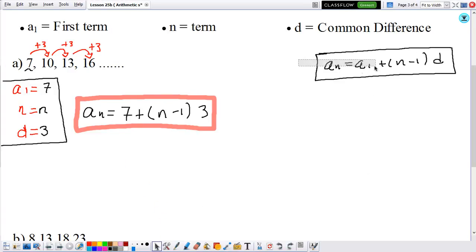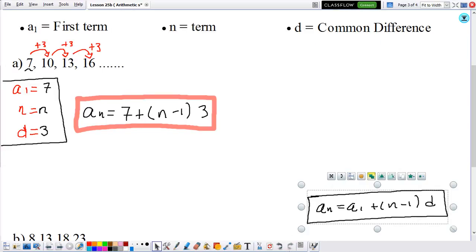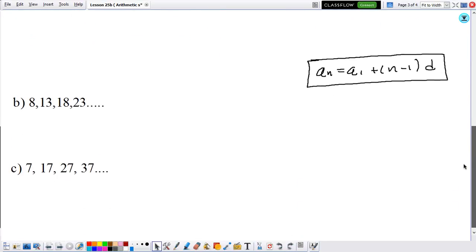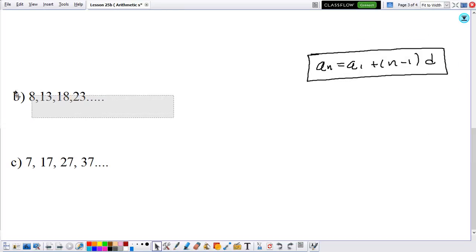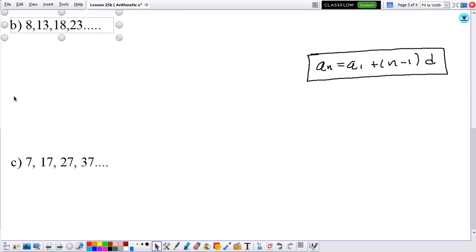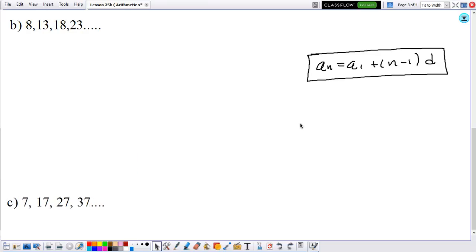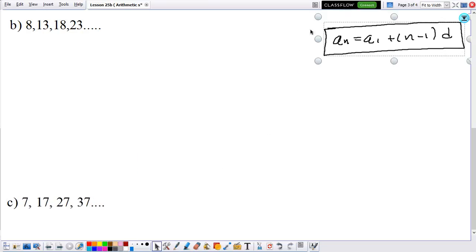Now, let's try another example. Let me bring our formula down because we're still getting familiar with it. Here we have example B. Let's leave C for a second. We know that this is how our formula is going to look. Again, all you need to know is what is a1, what is n, and what is d. Once you know those three values, then you're good to go. A1 is the easiest of them all. Just look at the first number in your sequence, which is 8.